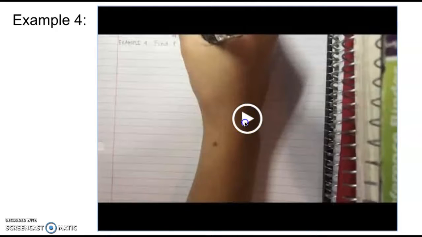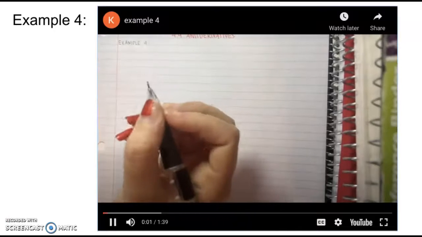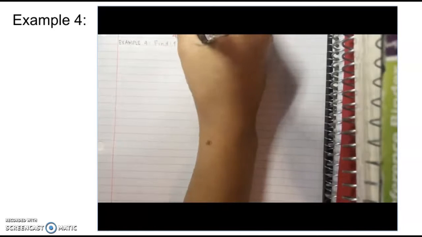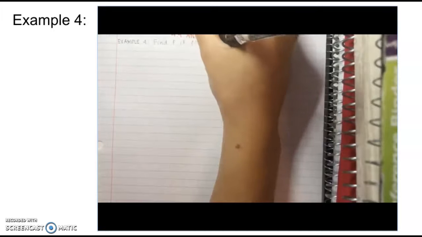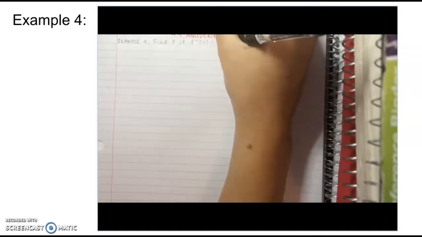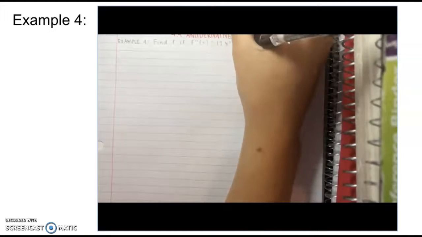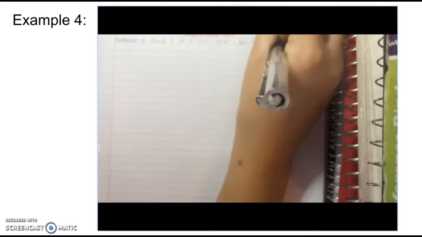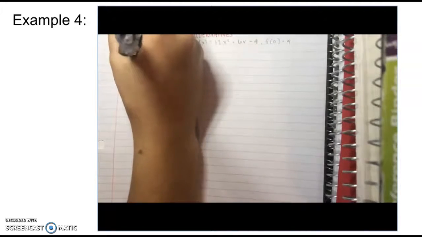Now we're going to do example 4. For example 4, you're going to find f if f double prime of x equals 12x squared plus 6x minus 4, where f of 0 equals 4 and f of 1 equals 1.